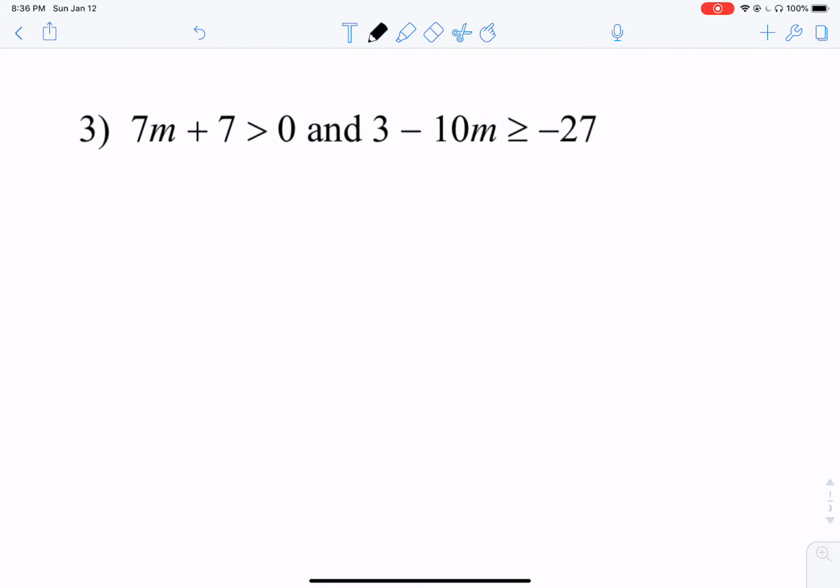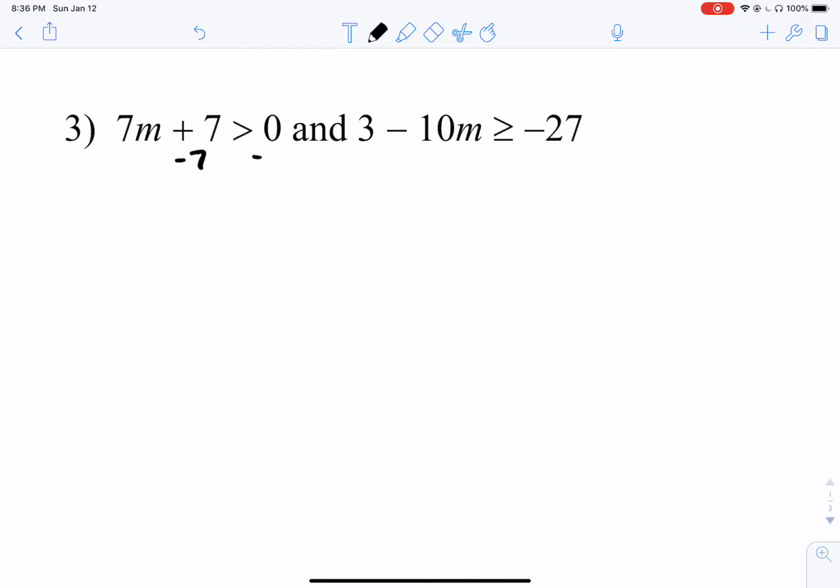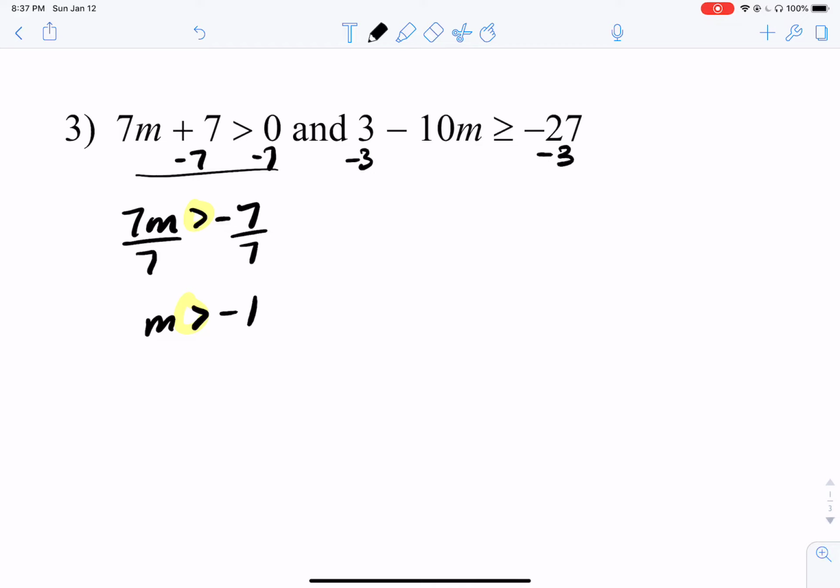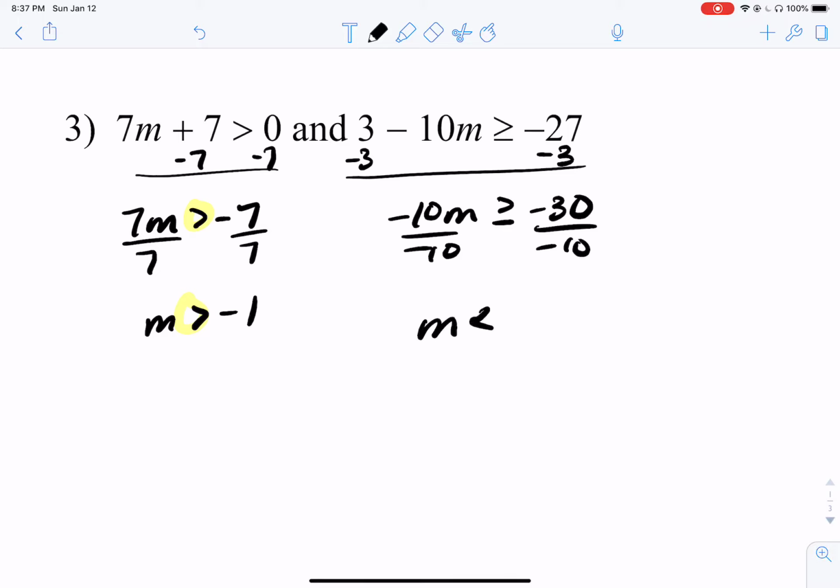So we'll have to solve the two inequalities again separately. We'll subtract 7 from both sides for the first inequality, and 7m is greater than negative 7. We divide by a positive 7, and even though we get a negative value, this inequality is not going to flip. Notice that I kept it the same. Now for the second inequality, we're going to subtract 3 from both sides. So negative 10m is greater than or equal to negative 30, and dividing by negative 10, m will now be less than or equal to positive 3, because we're dividing by a negative, so the symbol switches.